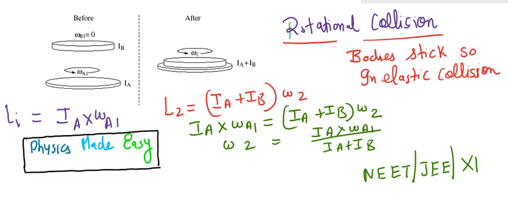after they stick with each other is IA plus IB into omega 2, where IA and IB refer to the moment of inertia of the disks, and omega 2 is the combined angular velocity of the system. Apply the law of conservation of angular momentum, equate the two, and you can find the angular velocity of the combined disks. So this is an example where one disk collided with the other and got stuck. This is a case of inelastic rotational collision.